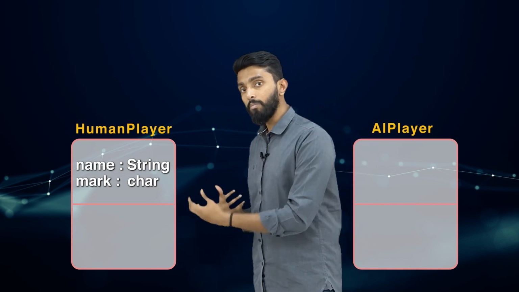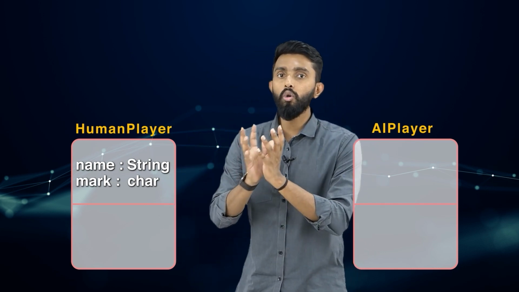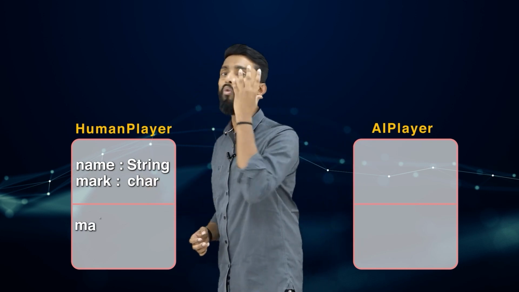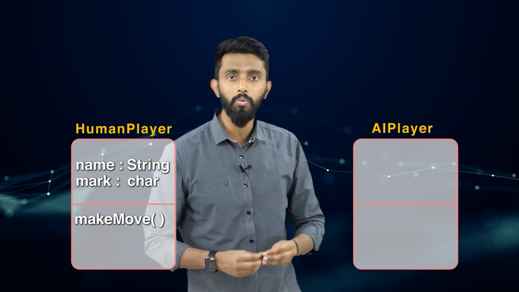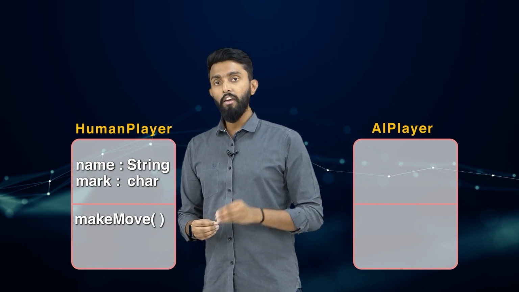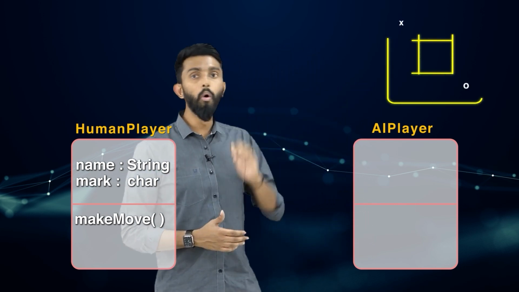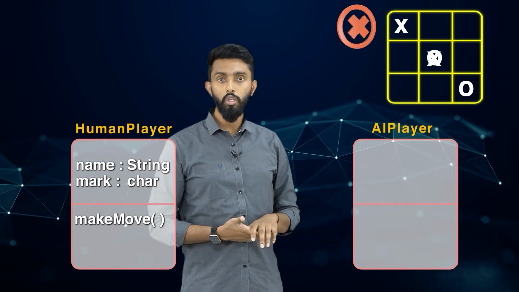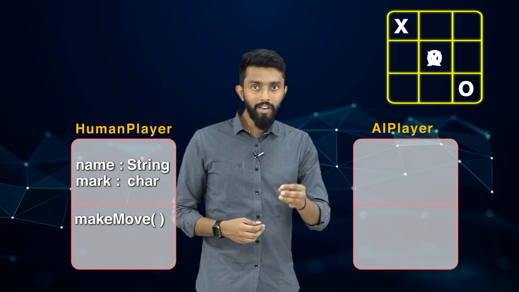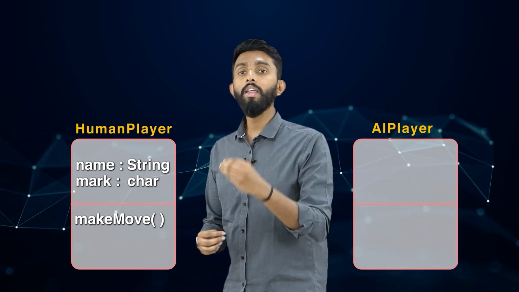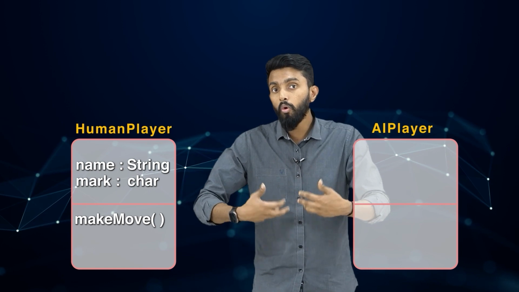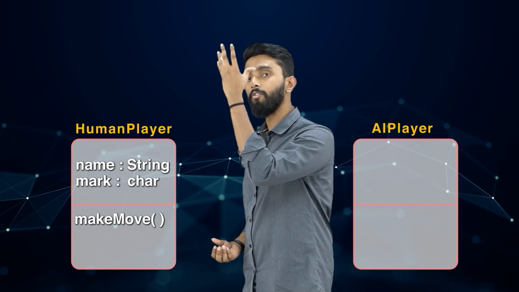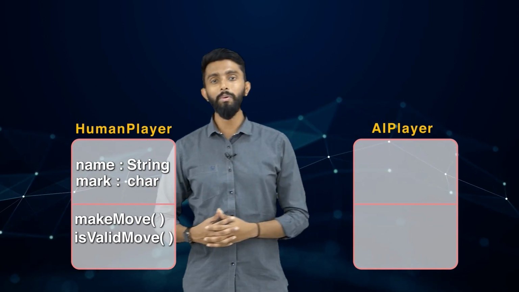Great. Then when it comes to the methods, what are the actions that the human player is going to perform on the board? The first and most basic action is to make a move. Yes or no? But please understand, every time you make a move, assume this is the board, okay? There are some valid moves, there are some invalid moves. You can't place wherever you want. So whenever a player makes a move, it is very important for him to check whether it is a valid move or an invalid move. That is why I am going to have another method which will check whether it is a valid move, isValidMove. I hope you are able to understand.